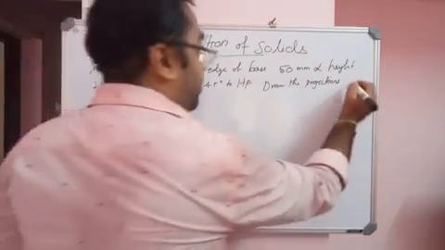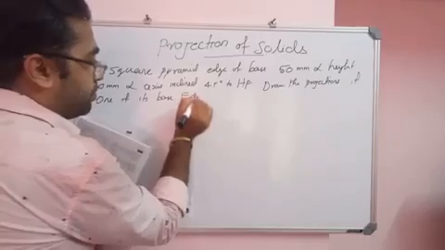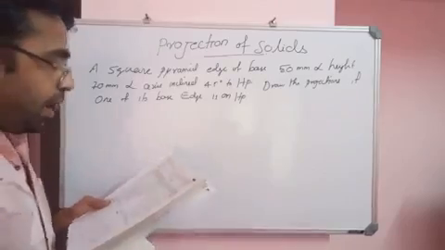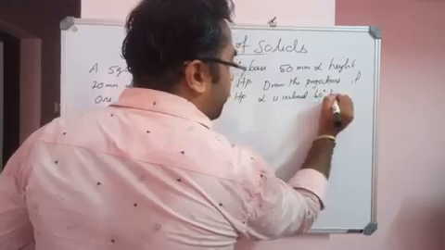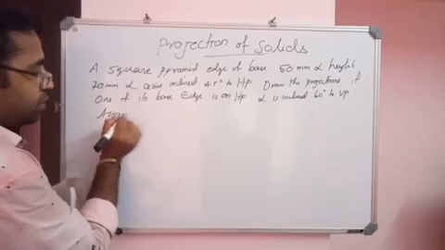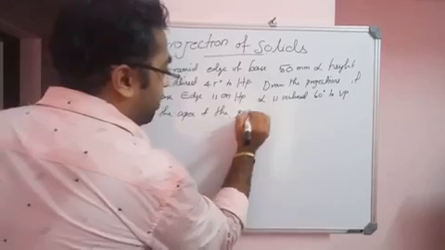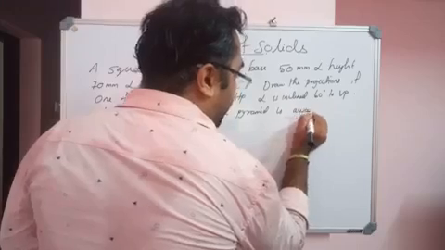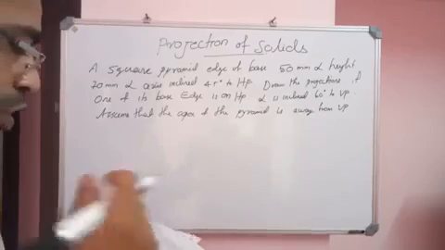If one of its base edges is on HP and is inclined 60 degree to VP, assume that the apex of the pyramid is away from VP and is on the right side.